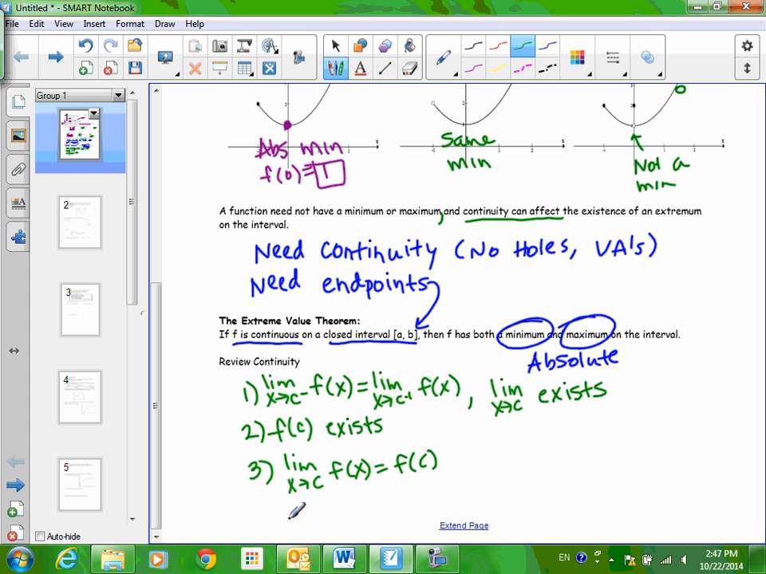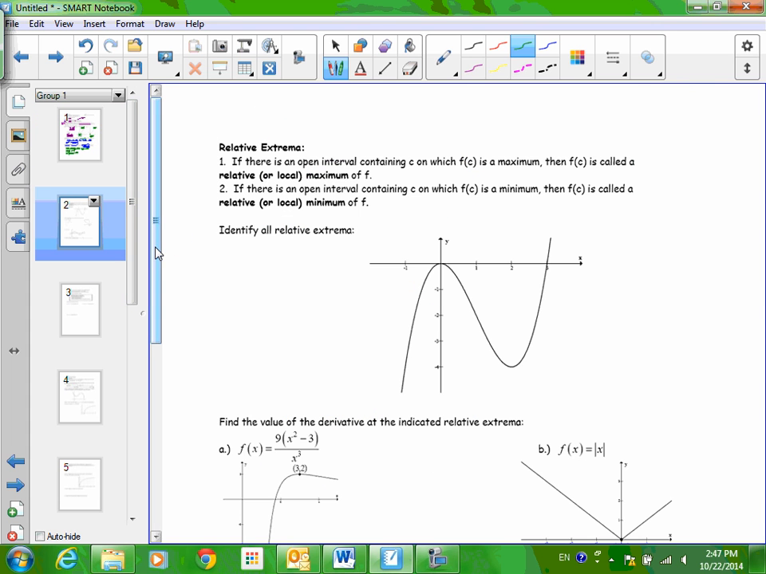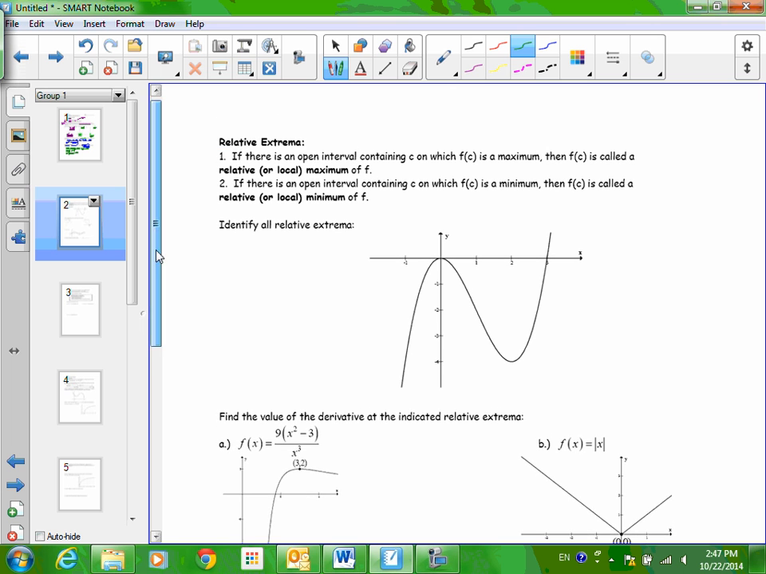So we're reviewing a lot of stuff from chapter 1 right now. It's gonna look a lot like that, and it's gonna use a lot of the derivatives from chapter 2. Okay, so let's look at the next page. So that was absolute. Now we're gonna talk about relative. Now, when you see relative, there's another word you need to think of, and that's local.